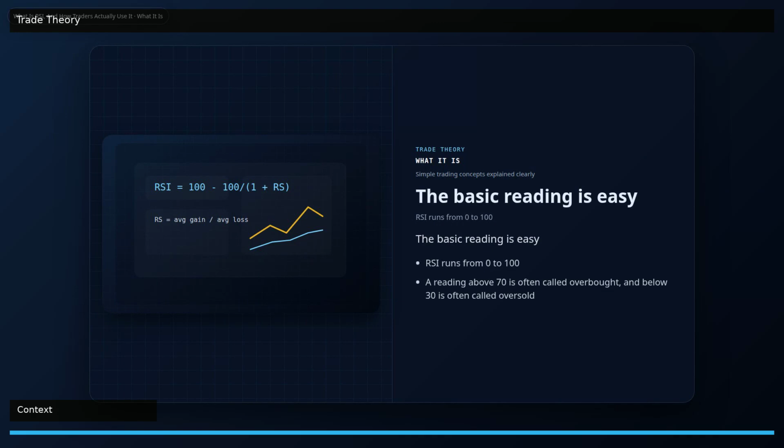In a strong trend, RSI can stay elevated or depressed for a long time, while price keeps moving. That is why beginners get trapped when they use the number as a reversal trigger by itself.